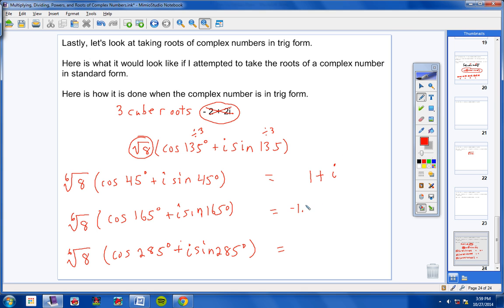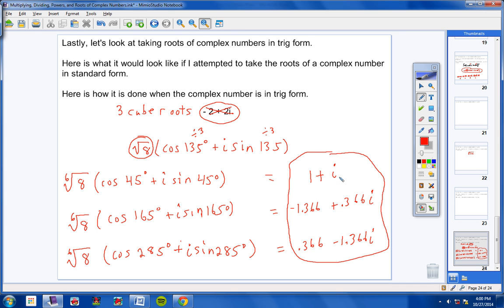negative 1.366 plus 0.366i. And this answer here would end up being 0.366 minus 1.366i. Now here's your answer. So I asked you to find the 3 cubed roots, and you did that right here. Okay? So you might have to back this up and listen to it again if you're a little confused. A little complex, but not too bad.